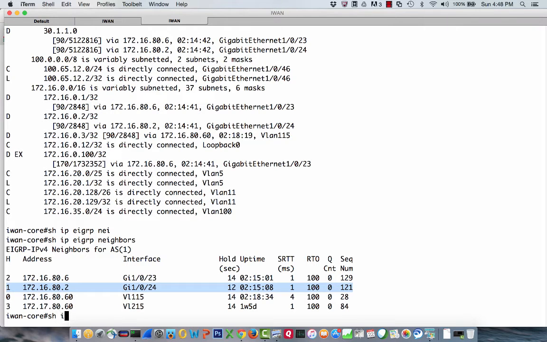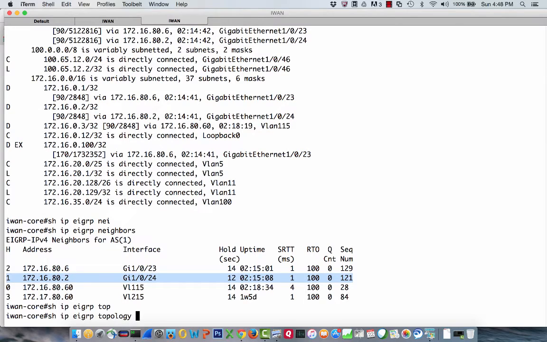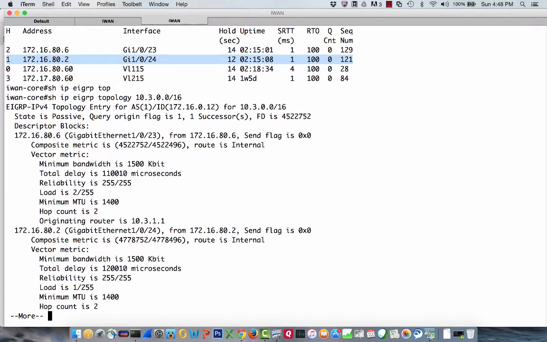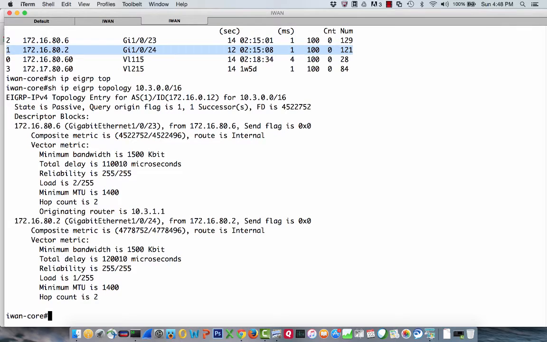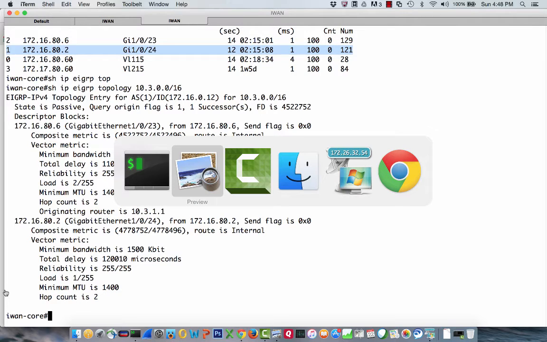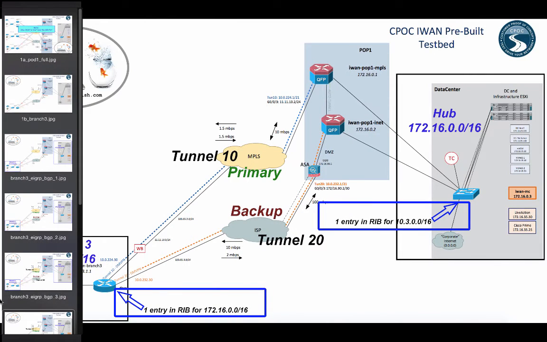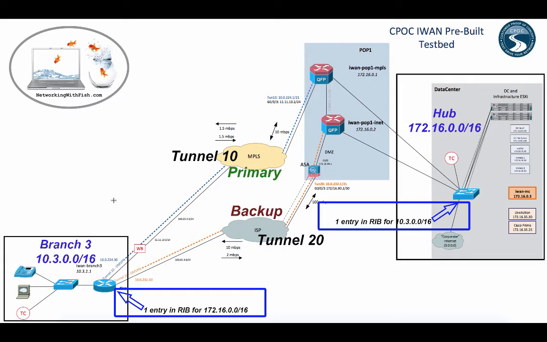Again, if we were to do a show IP EIGRP topology for 10.3.0.0/16, what we would find is we actually are getting an advertisement from both of them, but we're only actually putting one of them in the RIB. So from that perspective, that's where we're at.